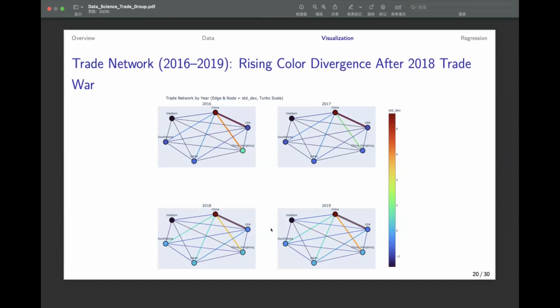We've seen the visual patterns. Next comes the empirical evidence from our regression analysis.